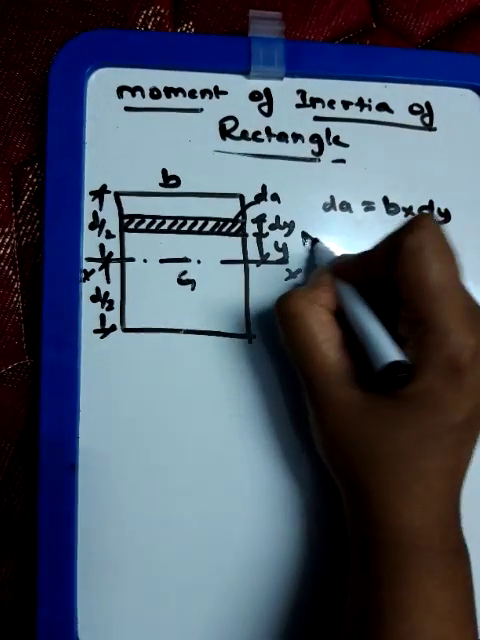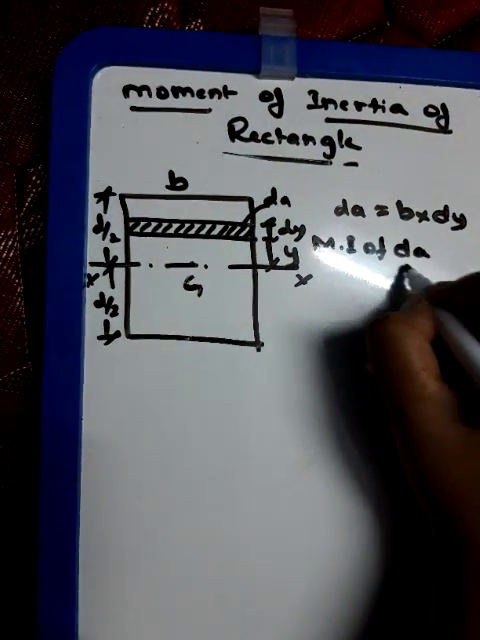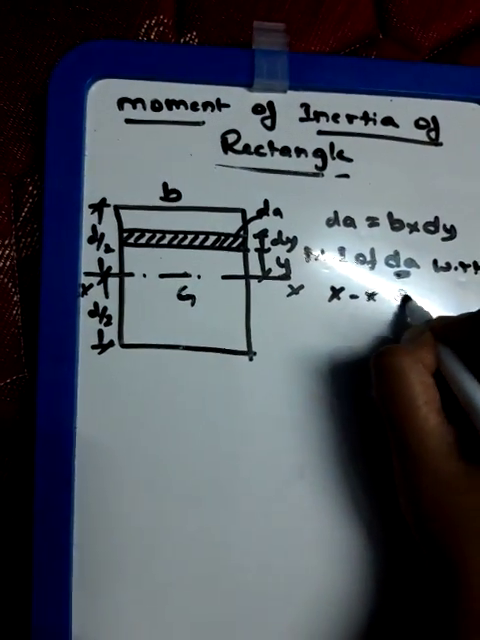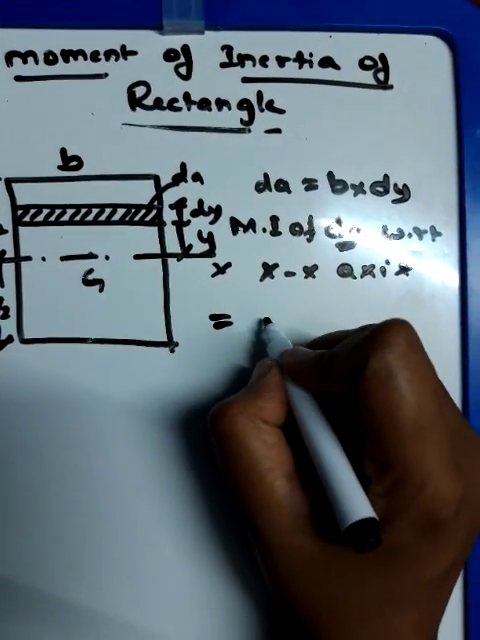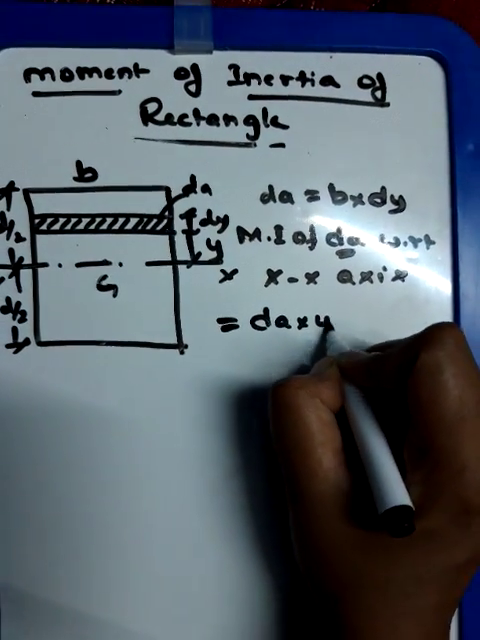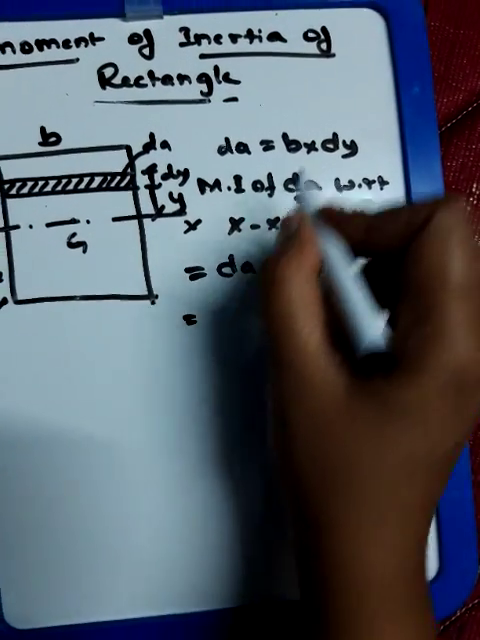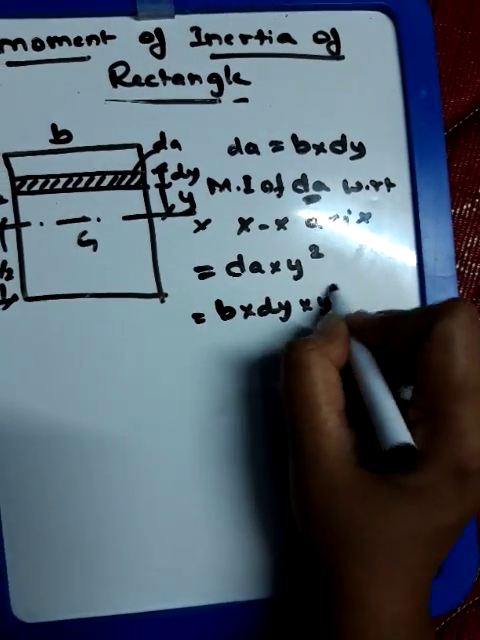Now I'll calculate the moment of inertia of the elemental area with respect to the x axis, which is equal to dA into y square. Now what is the value of dA? dA we have already calculated as b into dy, so it is b into dy into y square.